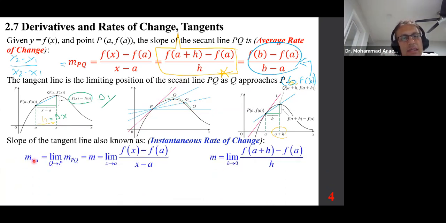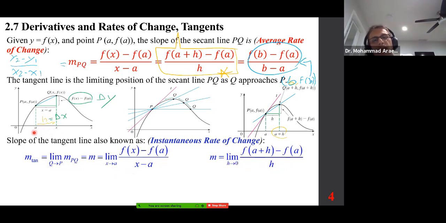m of the tangent line is the limit of PQ as Q approaches P, or the limit of f of x minus f of a over x minus a as x approaches a, or the limit of f of a plus h minus f of a over h as h approaches 0. All of them mean the same thing. All of them mean basically we are making this distance pass. This distance is delta x, or x minus a. We let this go to 0. This is the definition of an instantaneous rate of change.